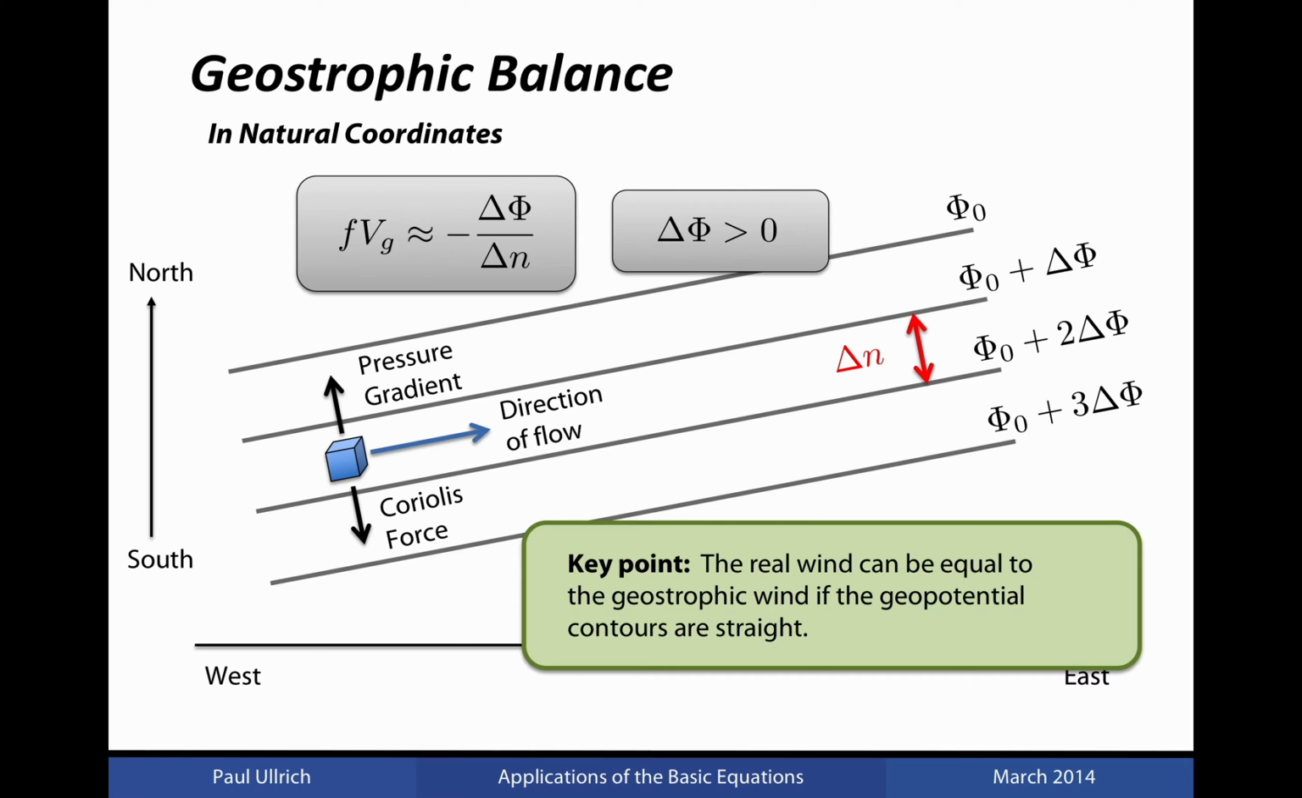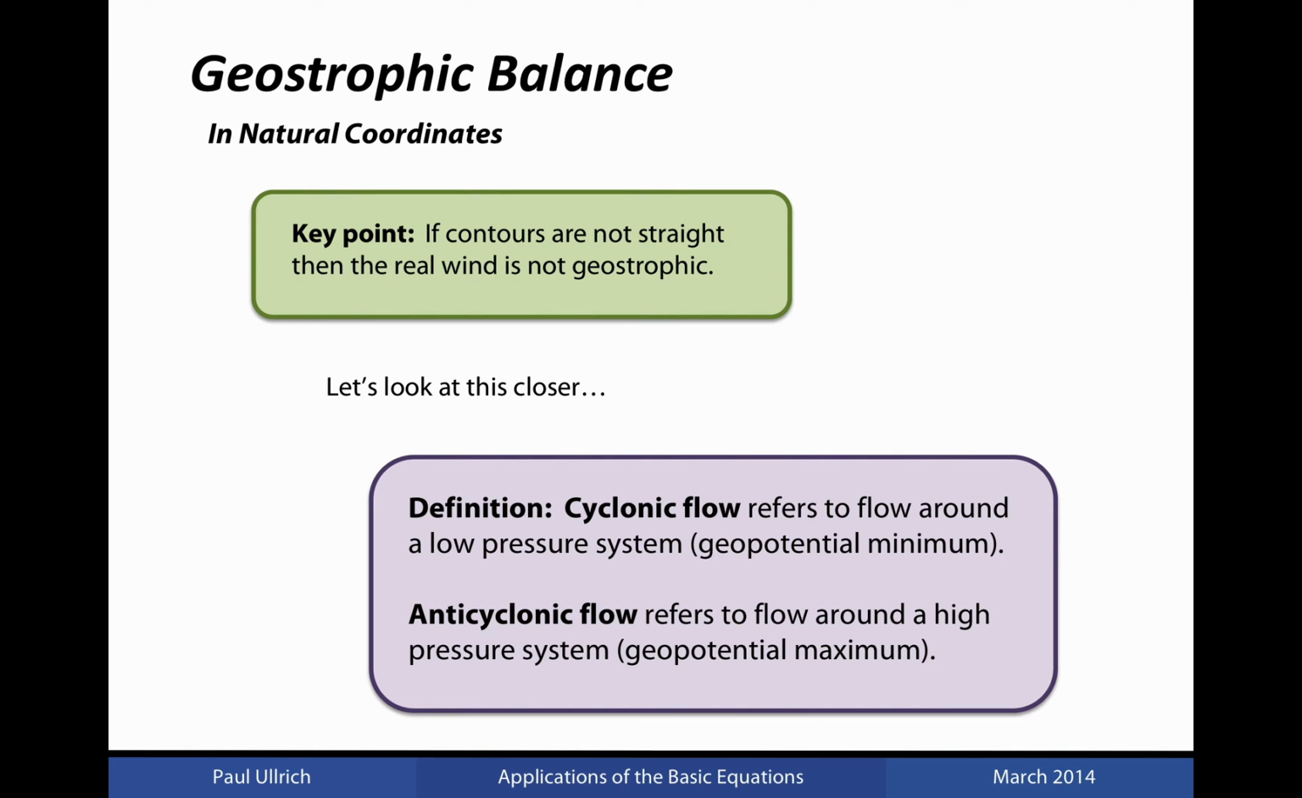So for a coordinate distance Δn, we have a change in geopotential Δφ, and so the pressure gradient force experienced by the fluid parcel is then going to be equal to negative Δφ over Δn. Using the relationship for geostrophic balance that we had from the previous slide, we can then write this geostrophic balance as f v_g is approximately equal to negative Δφ over Δn. In this case, the real wind, or the real flow velocity of the fluid parcel, is actually going to be equal to the geostrophic wind speed if the geopotential contours are straight, again corresponding to the case of an infinite radius of curvature and no centrifugal force experienced by the fluid parcel. However, if the contours are not straight, then the real wind is not geostrophic.